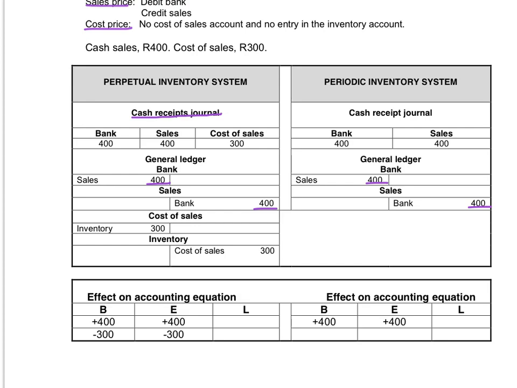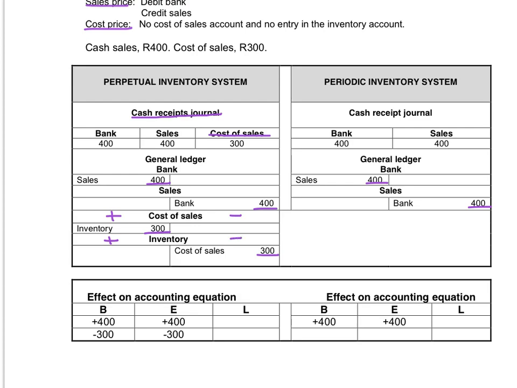But in the perpetual system, you will have a cost of sales column, and because you have a cost of sales column, the cost of sales account is debited to increase the expense because expenses increase on the debit side and decrease on the credit side. Inventory is credited to reduce your asset because assets increase on the debit side and decrease on the credit side.